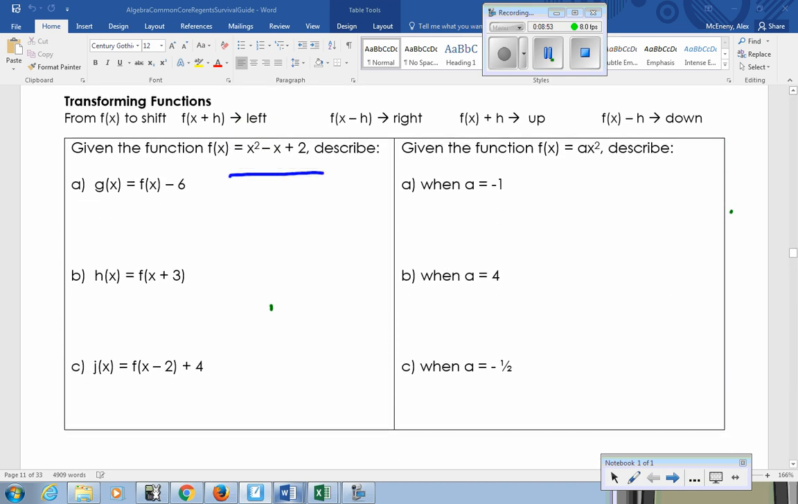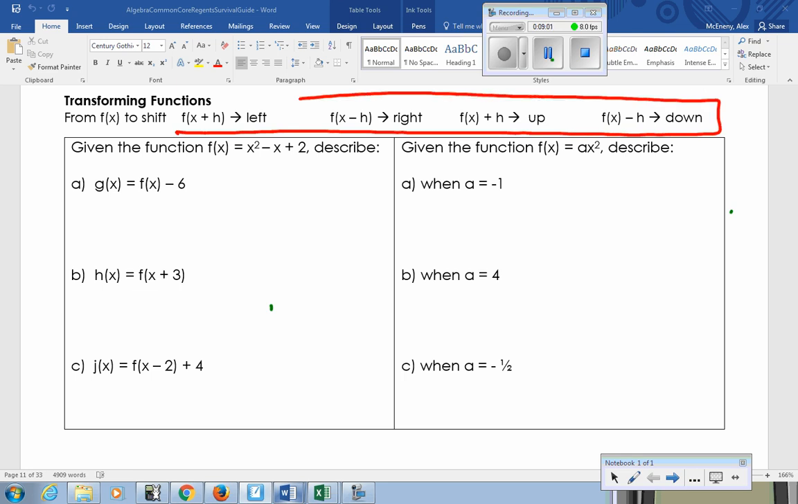And then the last part we're going to look at is transforming functions. And you'll see up at the top it talks about the shift, which directions it would shift. So if you look at the first example, f of x minus 6, well that would be similar to this one. So that would mean that this function would shift down 6. So every point would go down 6 based on that.